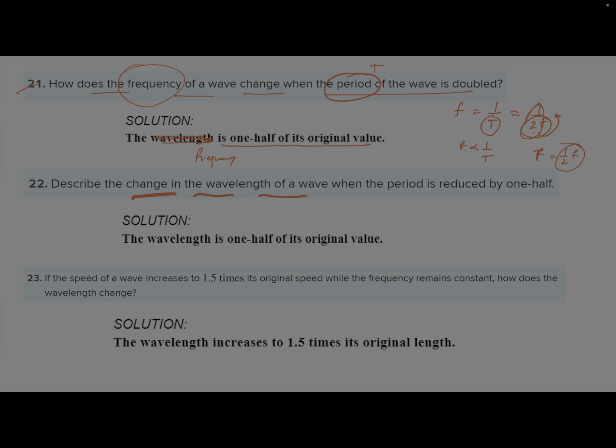Describe the change in the wavelength of a wave when the period is reduced by 1/2. Again the question is tricky. They are saying how the wavelength will change when the period is reduced to 1/2. So 1/2 means 1 by 2. Correct? So what is the relation of wavelength with the time period? Lambda is equal to, what is the formula of lambda? Remember the rule. Here it is v, here it is lambda, here it is f. But here they are talking about time period, correct?